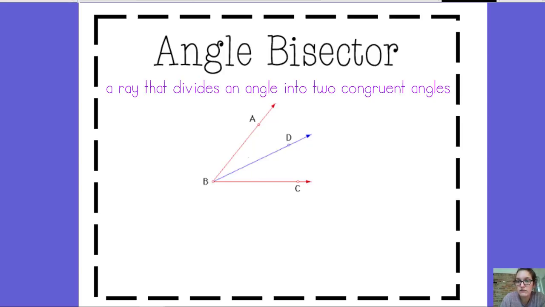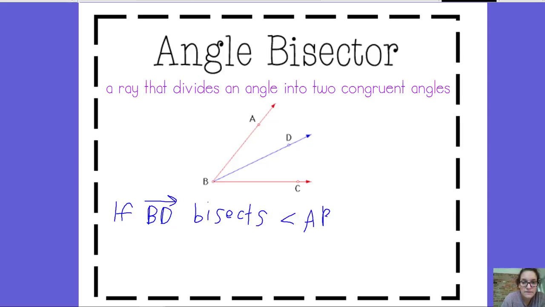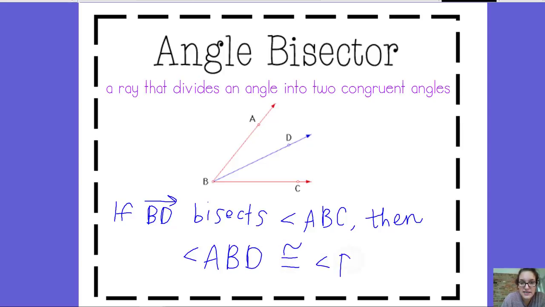In your notebook or in your little paper, write: if ray BD bisects angle ABC, then that means that angle ABD is going to be congruent to angle DBC. So angle ABD is this angle right here, and angle DBC is this angle right here.